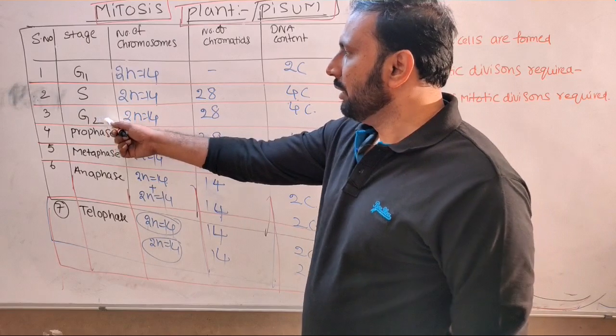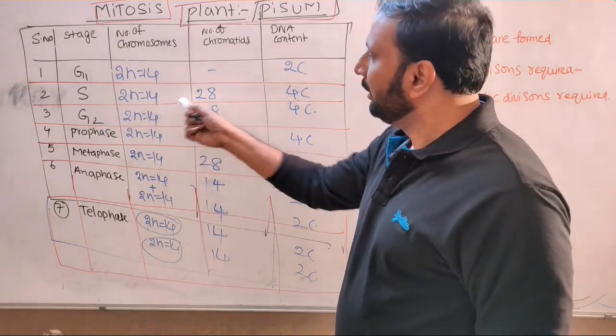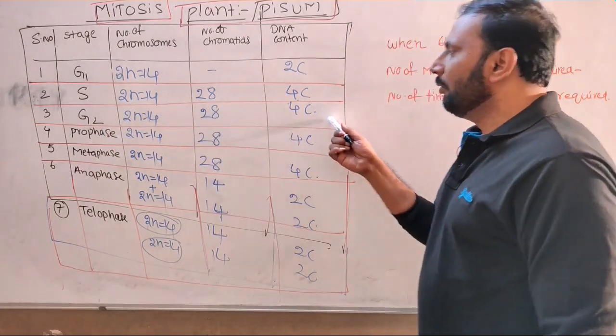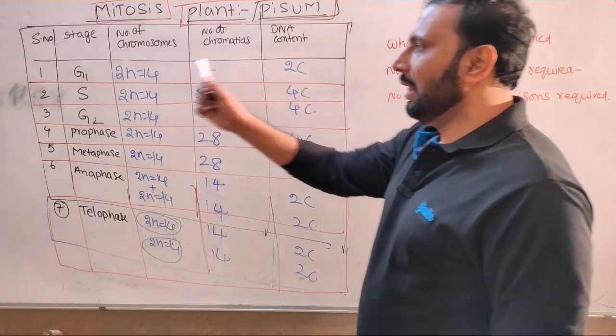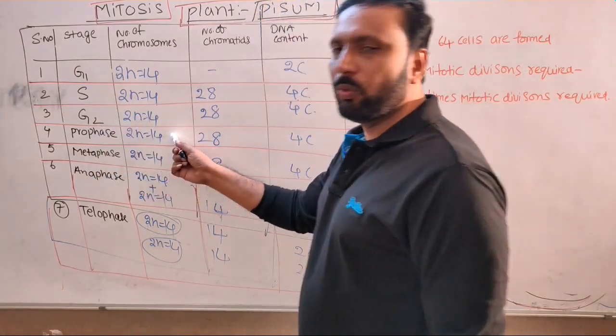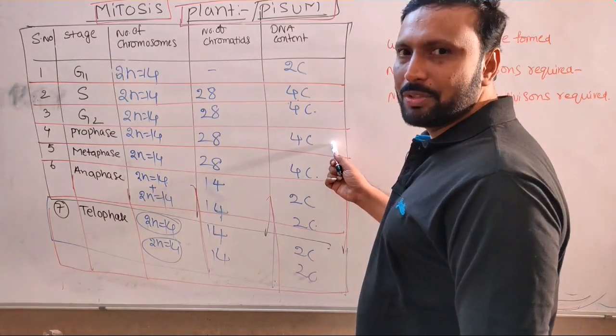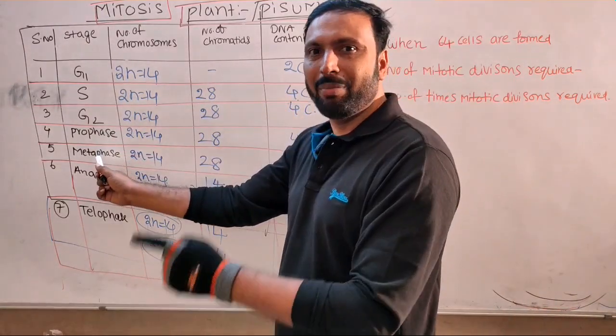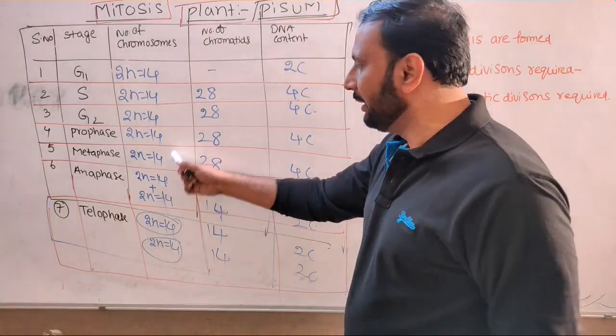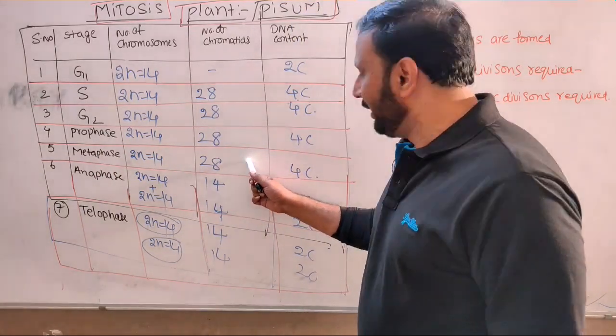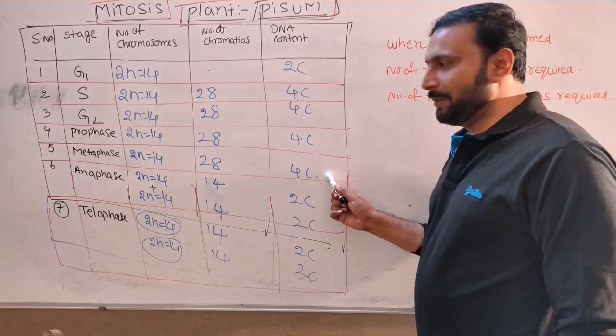Then you go to G2, same 2n equal to 14, 28 chromatids, 4C DNA content. And prophase, 2n equal to 14, chromatids are 28 and DNA content is 4C. In metaphase also same, remember that one, 2n equal to 14, chromatids are 28, DNA content is 4C.